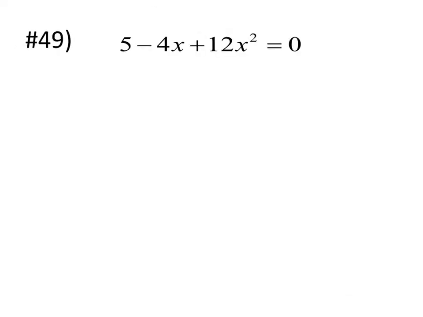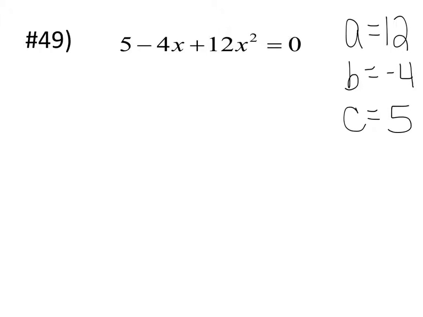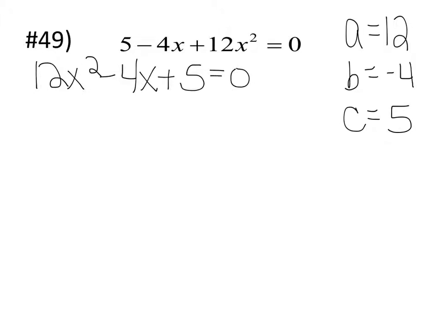Alright, and last one says 5 minus 4x plus 12x squared equals 0. You don't necessarily have to move this around if you're really comfortable with what A, B, and C are. Remember, A is always the coefficient with your squared, so we know A is 12. B is always the coefficient with your variable to the first power, so B is negative 4 and C is 5. If you wanted to rewrite it, 12x squared minus 4x plus 5 is equal to 0, because then you can see A, B, and C better, then please go ahead and do so.